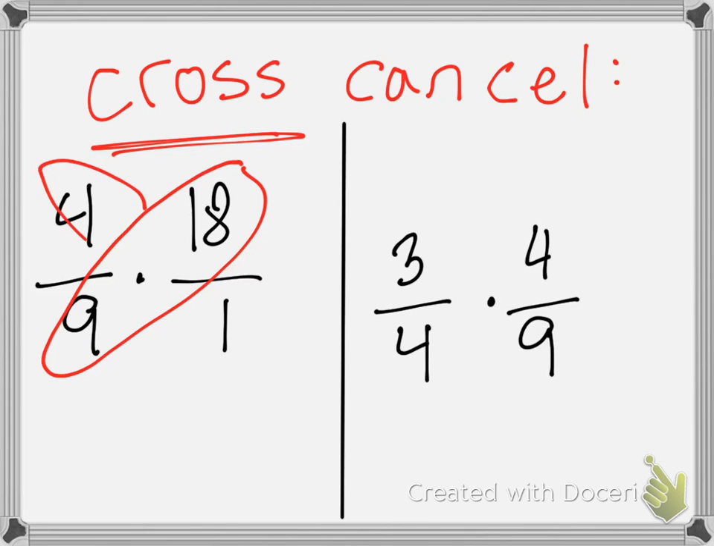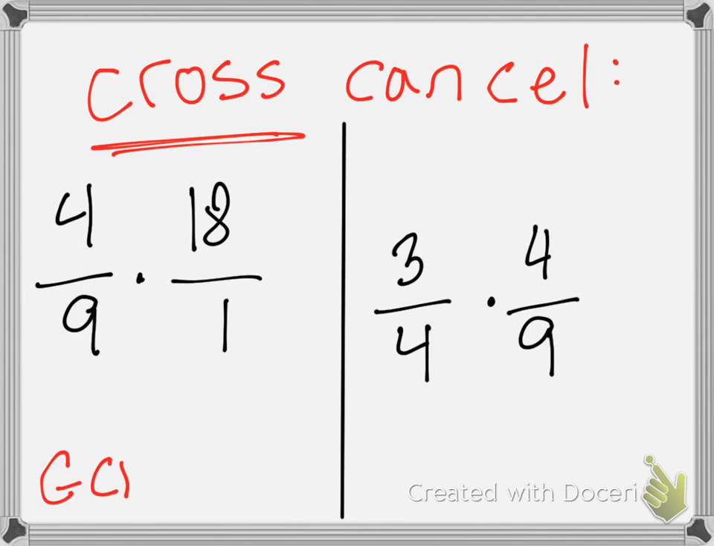Now, let's see. Can I cancel out anything between 4 and 1? No, 1 is already as simple as it can get. We can't do anything. What about 9 and 18? Yes. What can I do, Liam? Divide it by 2. What do we do, Emerson? Divide it by 9. Oh, yes. So the GCF is 9.